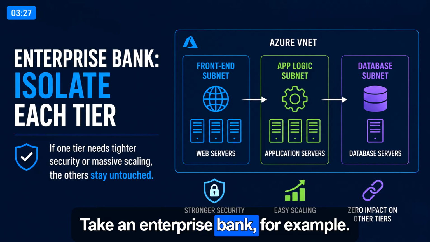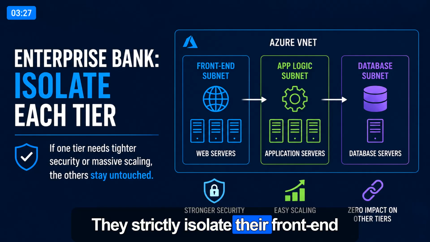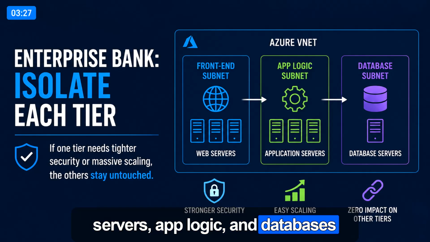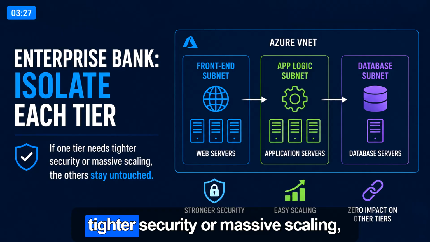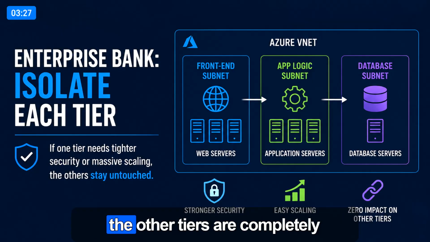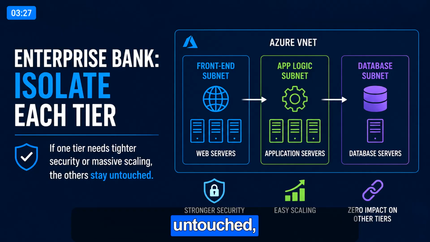Take an enterprise bank, for example. They strictly isolate their front-end servers, app logic, and databases into dedicated subnets. This means if one specific tier needs tighter security or massive scaling, the other tiers are completely untouched.